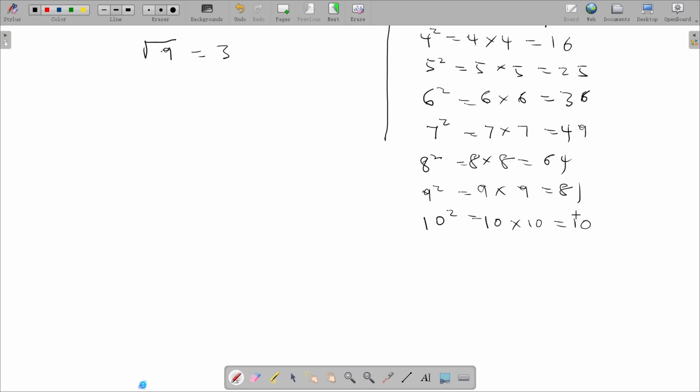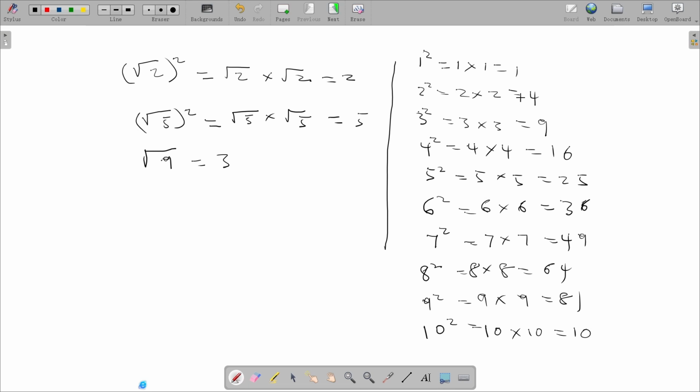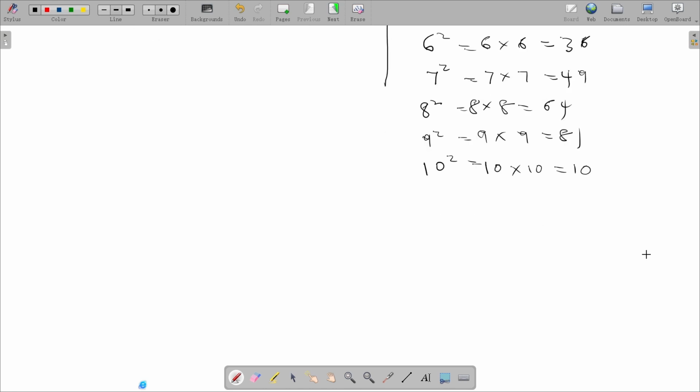So please don't forget, the first 10 square numbers are 1, 4, 9, 16, 25, 36, 49, 64, 81, and 100. These are all square numbers. Knowing your square numbers really helps in simplifying surds.